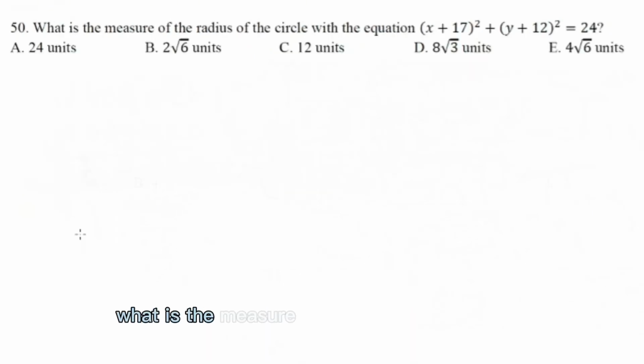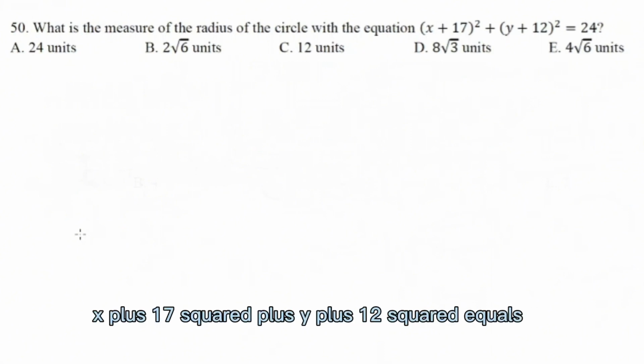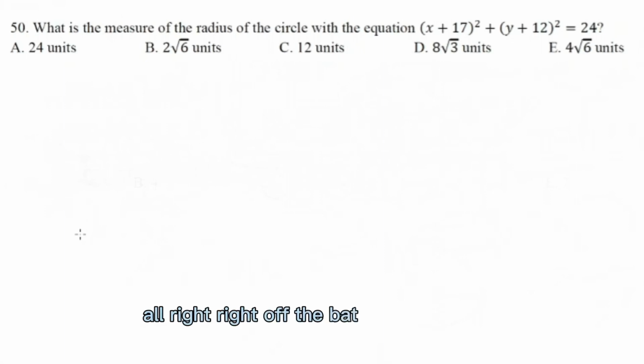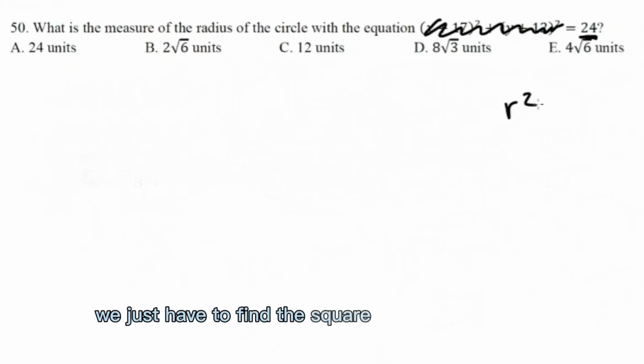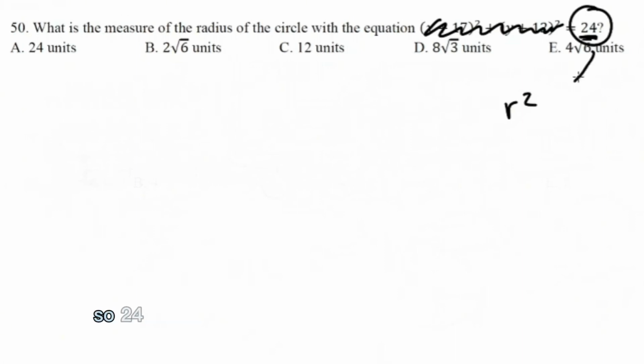Next, what is the measure of the radius of the circle with the equation (x + 17)² + (y + 12)² = 24? Alright, right off the bat, in this equation we're just trying to find the radius, so none of this is actually necessary. We just need what this is. In a circle equation, whatever the entire thing is equal to is the radius squared. So to find the radius, we just have to find the square root of this number, 24.